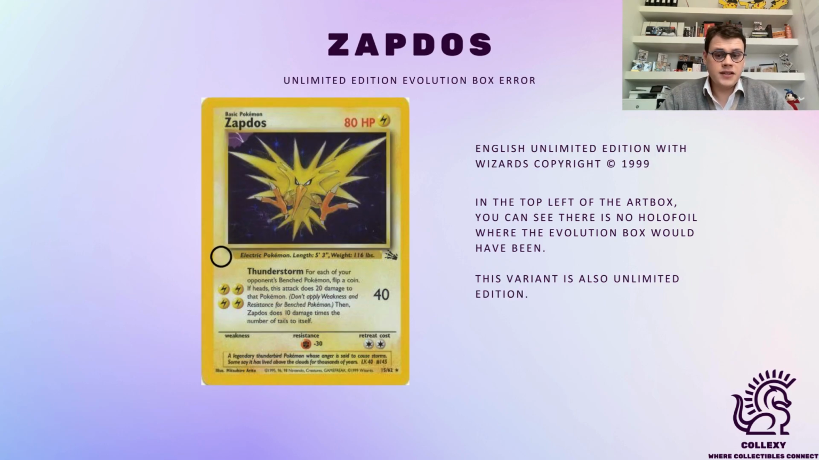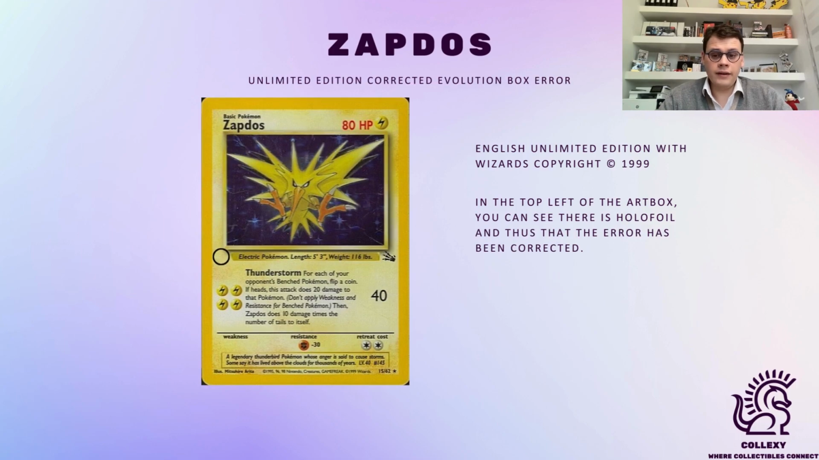In the second variant, the same error appears, however, this is an unlimited edition variant. Here again, in the top left of the art box, you can see that there is no holofoil where there should have been an evolution box. This variant is the unlimited edition, but it was corrected, which we will see in the next variant.